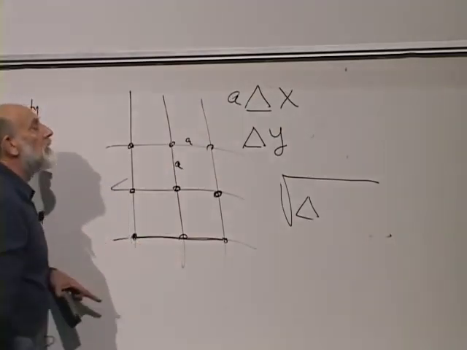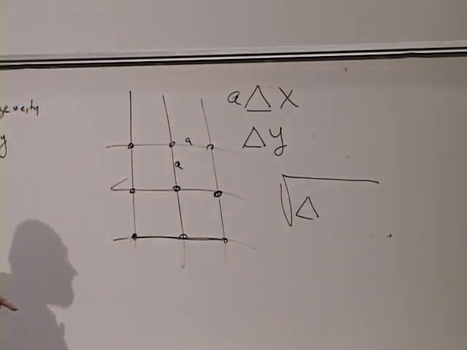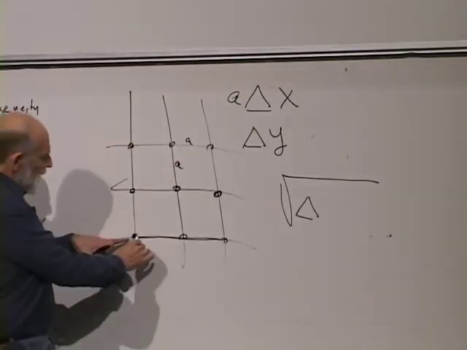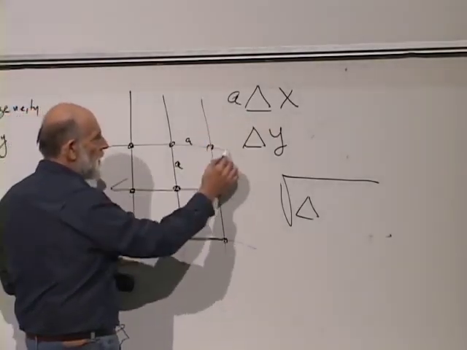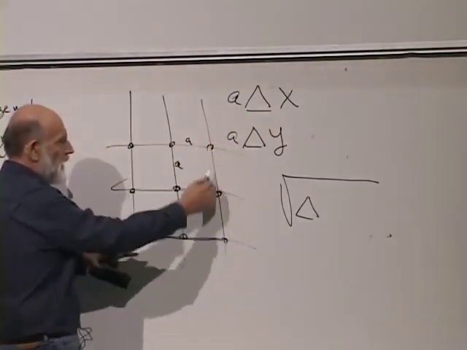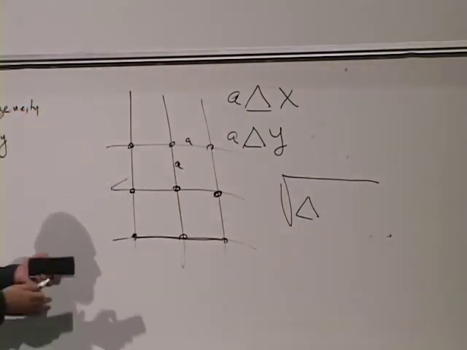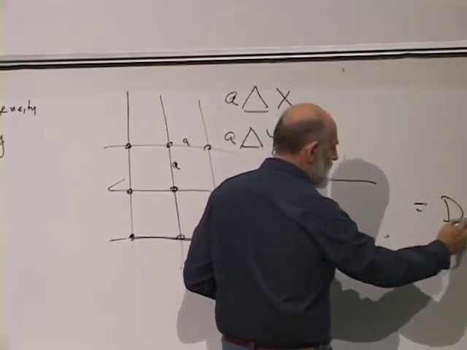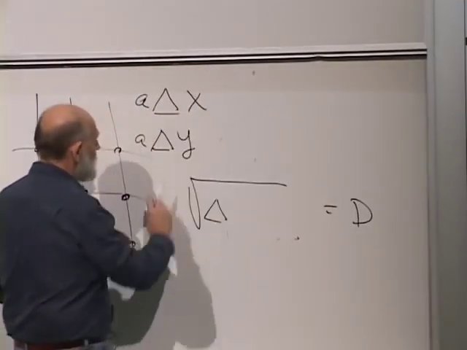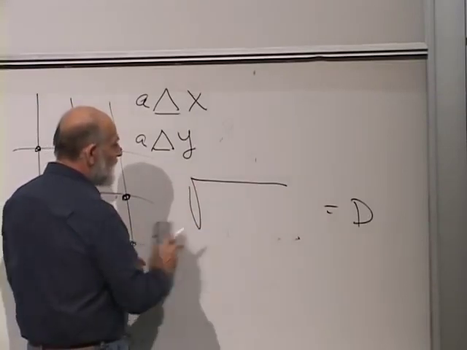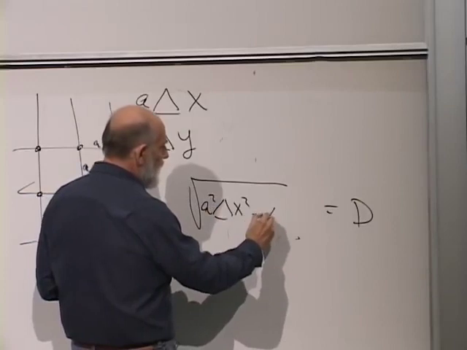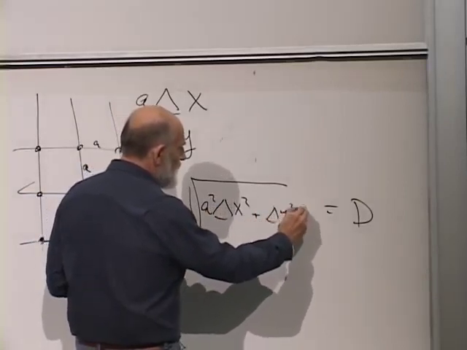No, I mean, the whole thing just magnifies by a. Yeah, that's right. But let's write it down anyway. Let's go through the steps. The distance along the x-axis is a times delta x. The distance along the y-axis is a times delta y. And then using the Pythagorean theorem, the distance between them is just d is equal to the square root of delta x squared times a squared plus delta y squared times a squared.